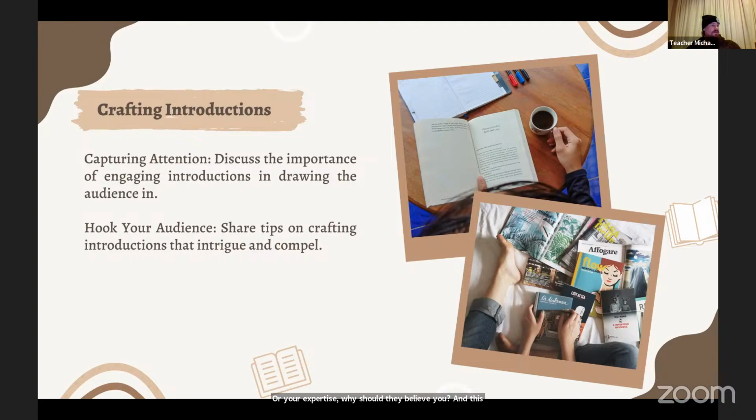Give them a preview of all the main points you expect to talk about in your speech. So by doing this, you're going to help them know what to expect. Keep it concise. So keep it short and sweet and to the point. Don't just blather on for ages and ages and ages.